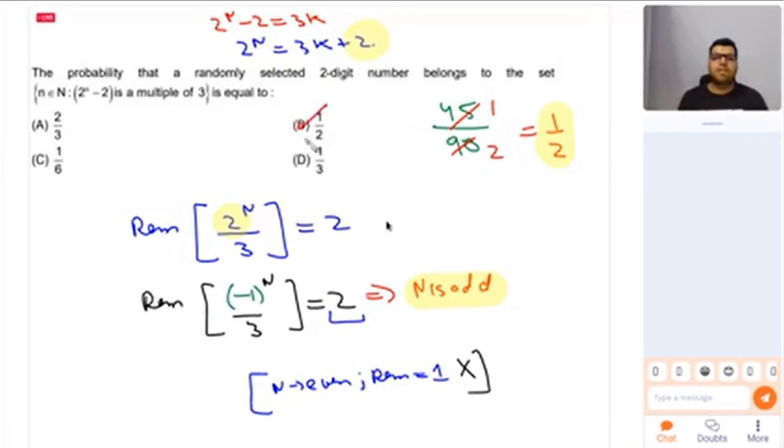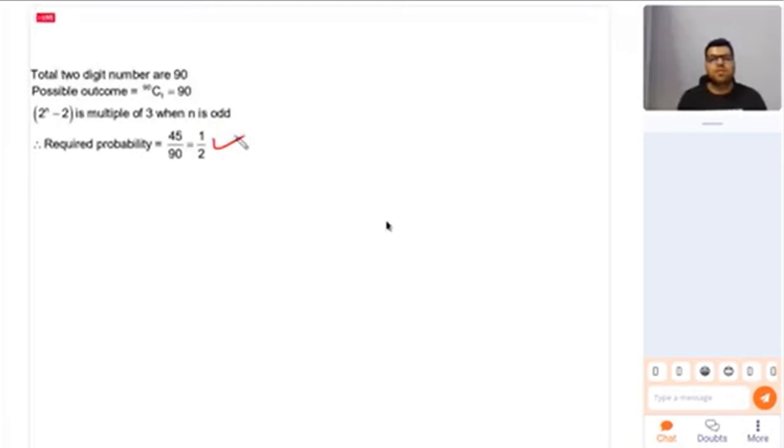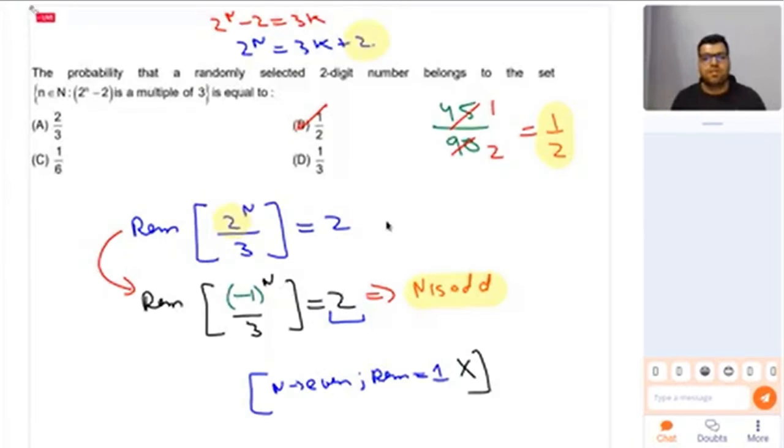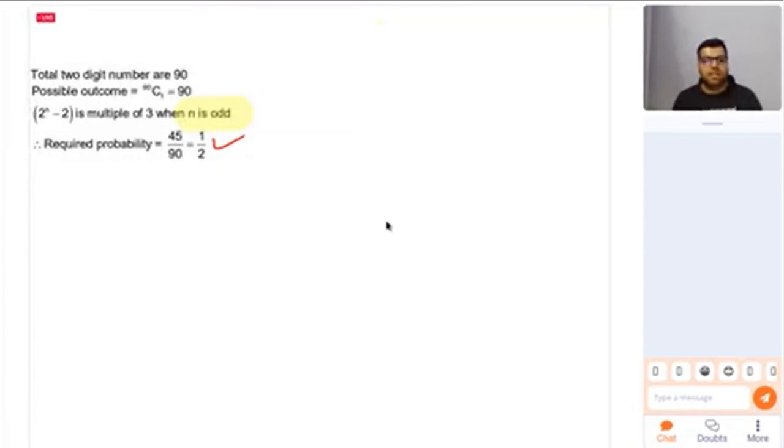Very simple, basically nothing in this question. You just had to do this step and identify that n has to be odd, and that is it. So see, now our concepts are becoming so clear. So n was odd, so this is half. Here they have written n is odd, but the explanation is through remainders. Okay, students, let us proceed. We are done with 3 questions, 3 beautiful questions ahead.